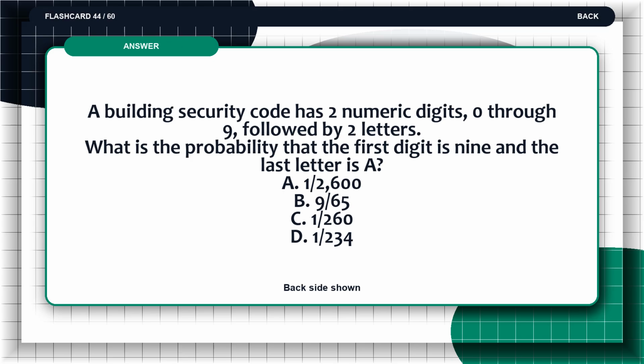The answer is, a building security code has 2 numeric digits, 0 through 9, followed by 2 letters. What is the probability that the first digit is 9 and the last letter is A? A: 1/2600, B: 9/65, C: 1/260, D: 1/234.